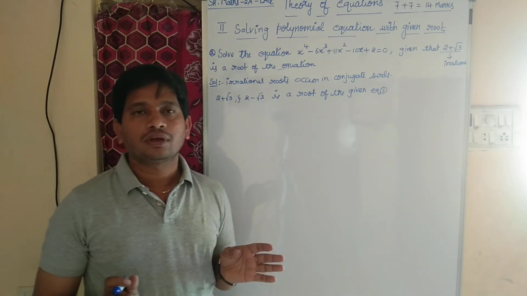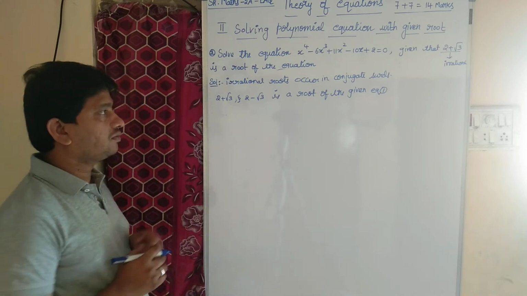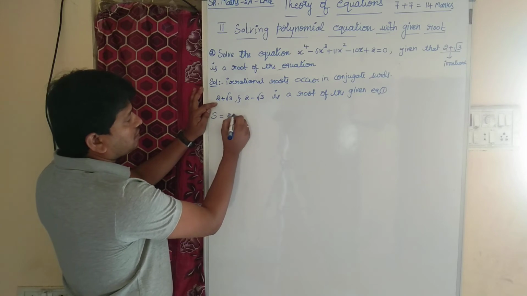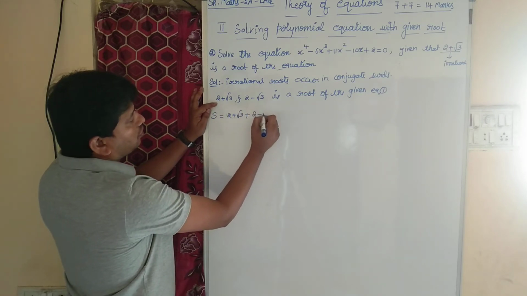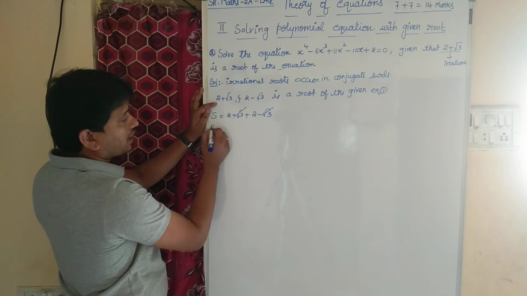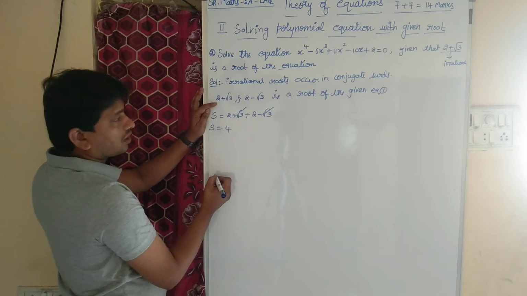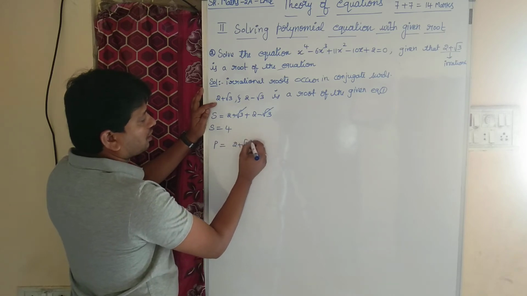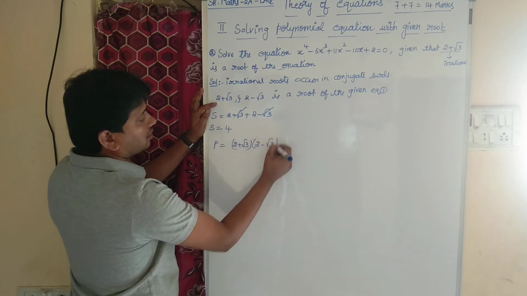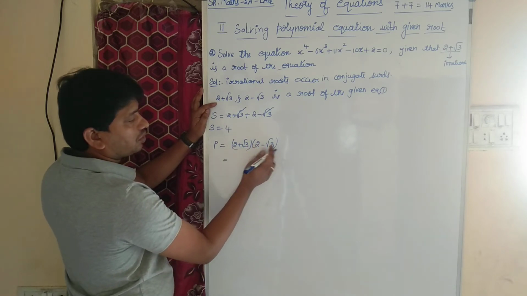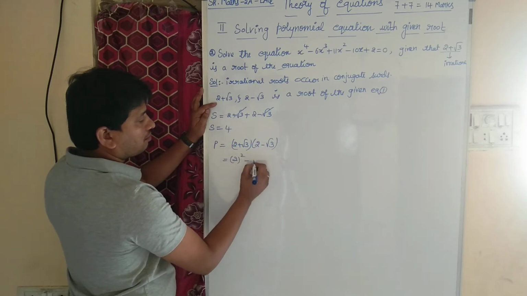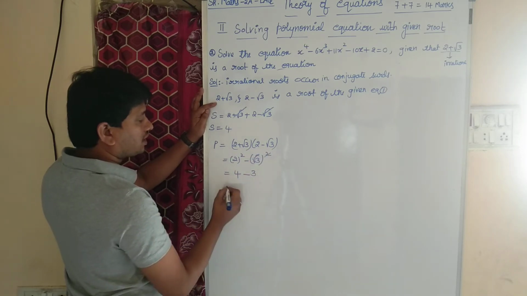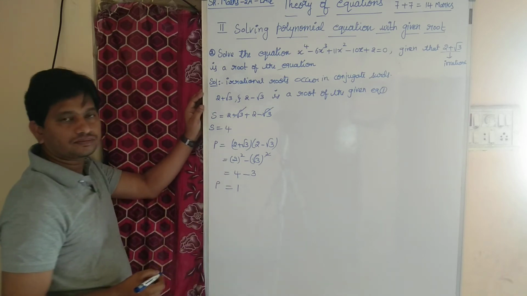Same procedure. First what to do, children? First we have to find the sum of the roots. Easy only. 2 plus root 3 plus 2 minus root 3. Root 3 and minus root 3 cancel, so S equals 4. Then we have to find the product: 2 plus root 3 into 2 minus root 3. (a plus b)(a minus b) is a square minus b square. 2 square is 4, the square root gets cancelled, 3. So 4 minus 3 is 1.